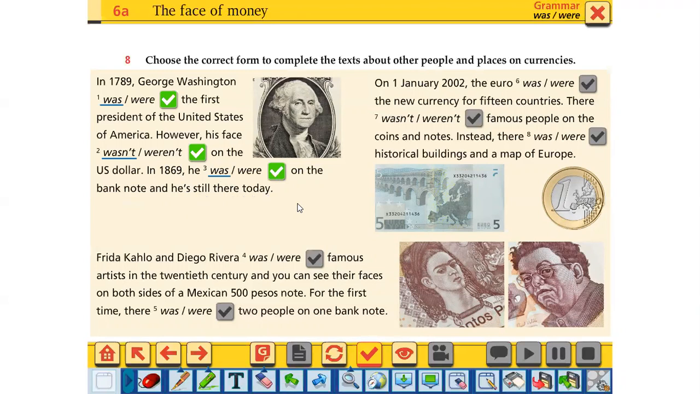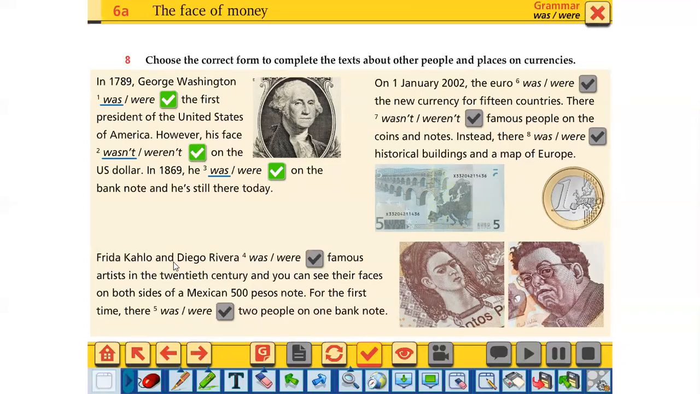Okay. ¿Qué quiere decir? Que hasta la fecha está en los billetes del dólar, George Washington, okay? This way you have to underline and choose one of these to complete the text, okay?